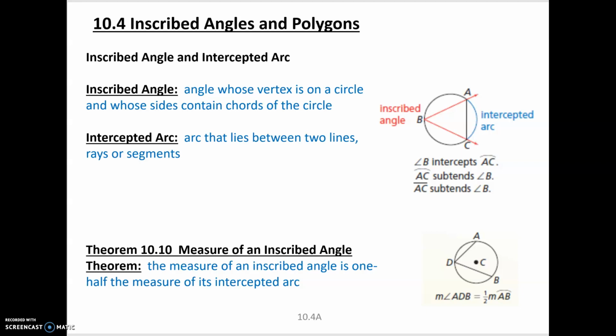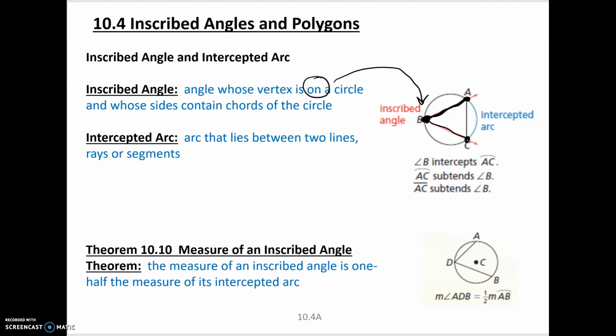10.4 is all about inscribed angles and polygons, so angles inside the shape. An inscribed angle is an angle whose vertex is on the circle. Notice that the vertex of this angle is on the circle itself and whose sides contain chords of the circle. So notice that these sides of my angle create chords that go across the shape. So B to A and B to C, those are the chords.